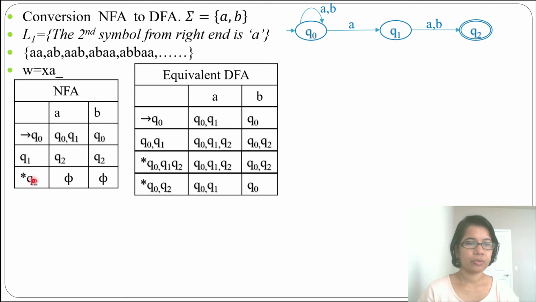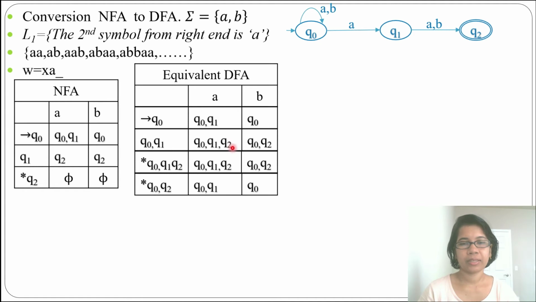From Q0, Q2, this state and this state. By A, here Q0, Q1, here is empty. So I'll just write Q0, Q1. And by B, Q0, here is empty. So I'll just write Q0. Now this is the equivalent DFA.